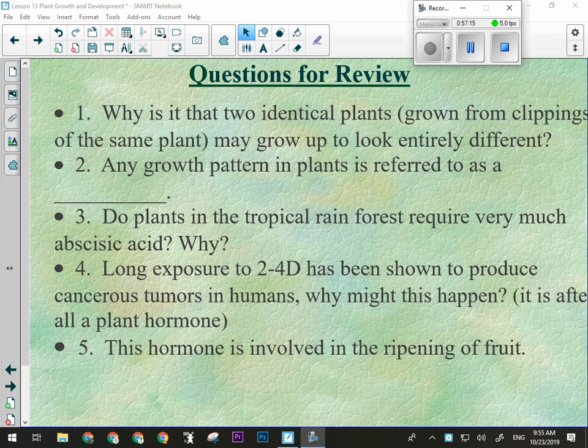Number 4, long exposure to 2,4-D, which is an auxin. That's Agent Orange. 2,4-D is the abbreviation for it; it's a much longer name. It has been shown to produce cancerous tumors in humans because it causes what? Increased growth. Yeah, increased cellular growth. And this hormone is involved in the ripening of fruit. Ethylene.